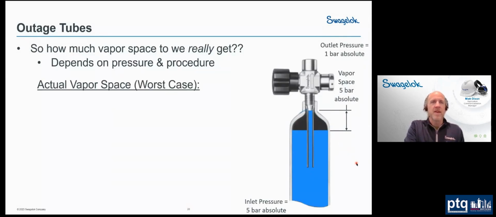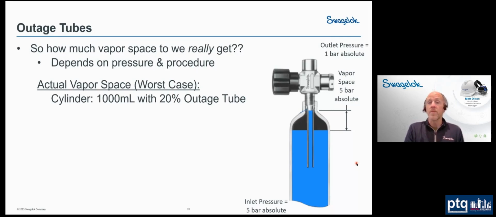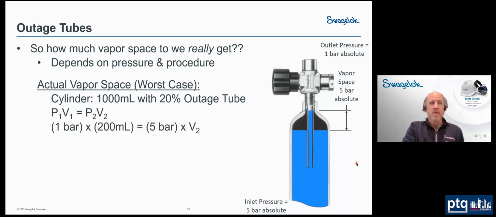Well, in this case, let's take a look at an example. Let's say we had a 1,000 milliliter or 1 liter cylinder with a 20% outage tube. So 200 milliliters is what our design was. And we can actually use Boyle's law to calculate what that vapor space is compressed to, based off of the change in pressure. So we have 1 bar to start with 200 milliliters, and then we compress it to 5 bar. We can solve for V2, and we can see that that is actually 40 milliliters of outage, or 4% instead of the 20% that we were targeting.